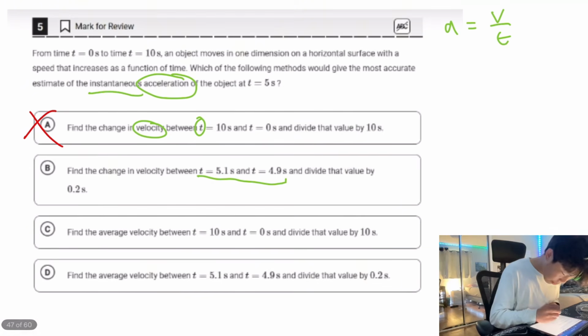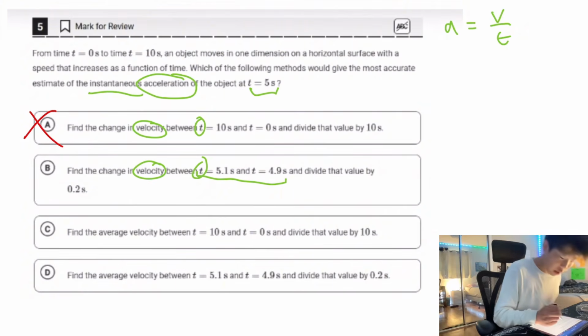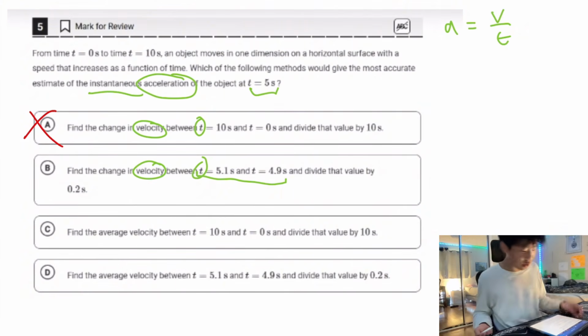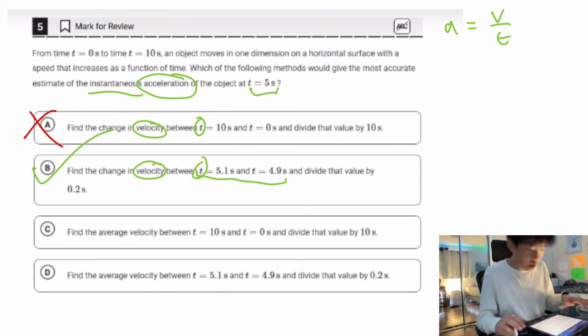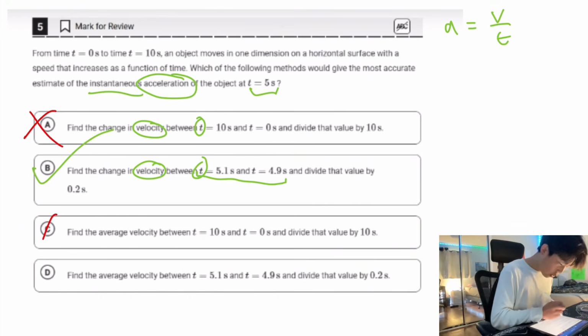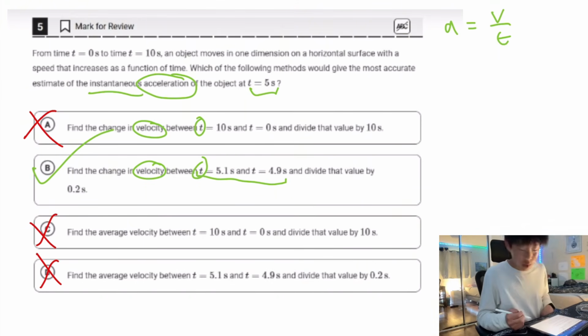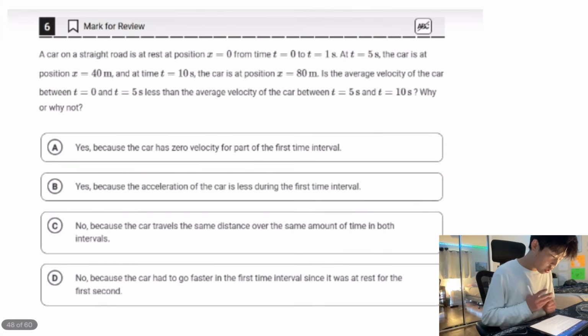B, it's going to take the time from 5.1 and 4.9, which is correct because it's giving you the velocity and the time, and it's also the one right next to the time it's asking for. So this one's right, but let me explain why the other ones are wrong and how you can instantly eliminate them. So this one's wrong and these two are wrong. It's calculated with change in velocity, not average velocity. Are you good? Next question.